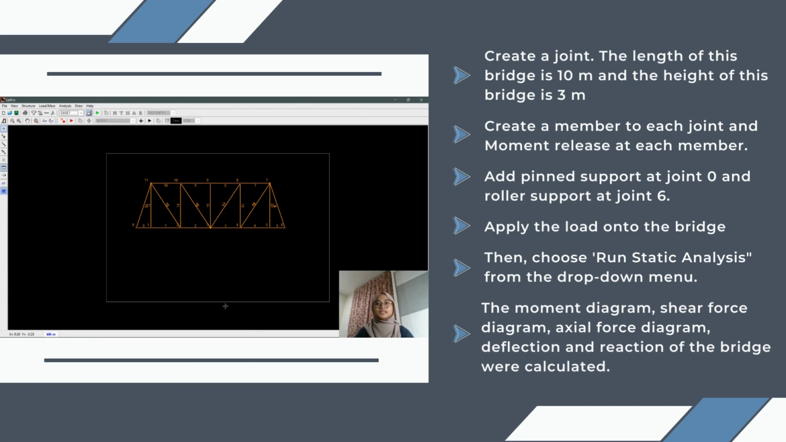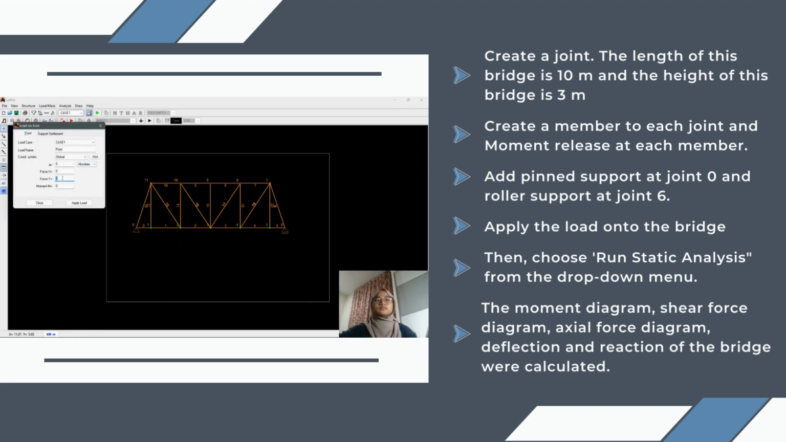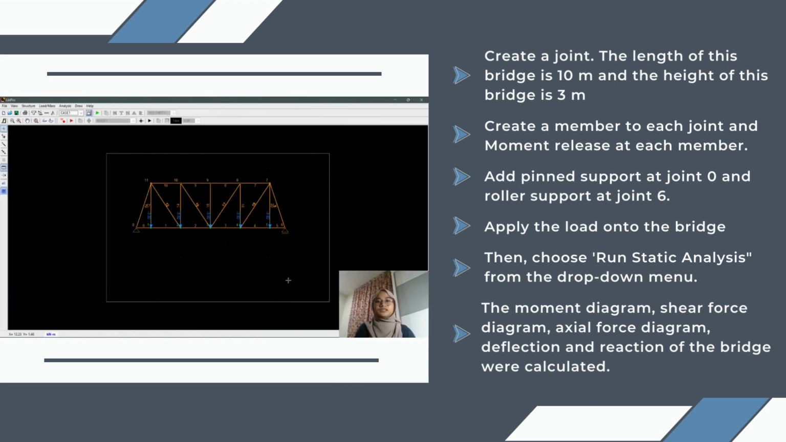Next, we will add the pin support at joint 0 and roller support at joint 6. After that, we will apply the load onto the bridge. After we apply the load, we will run the analysis to see the result.